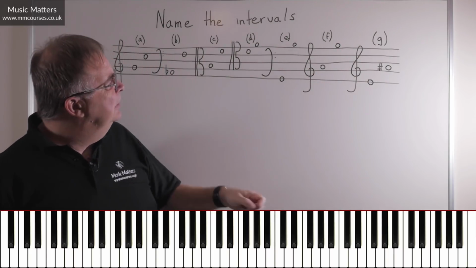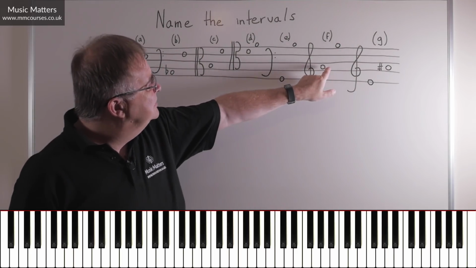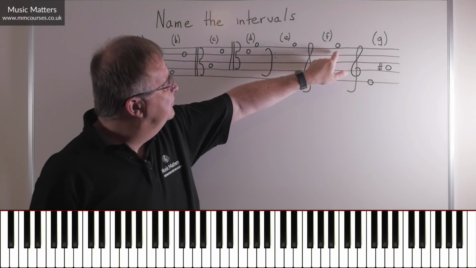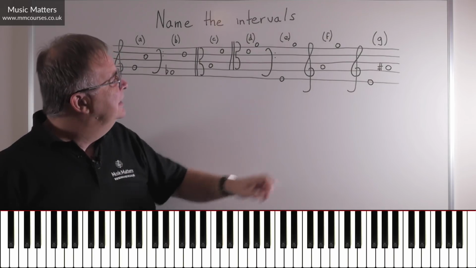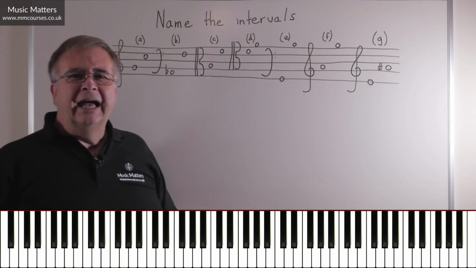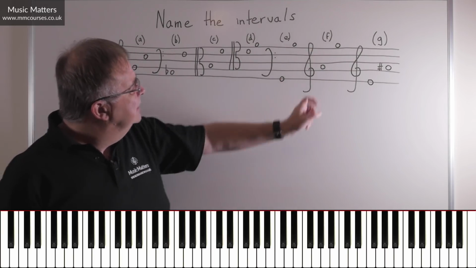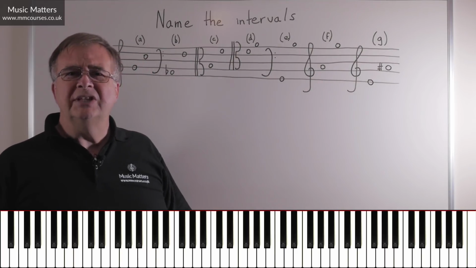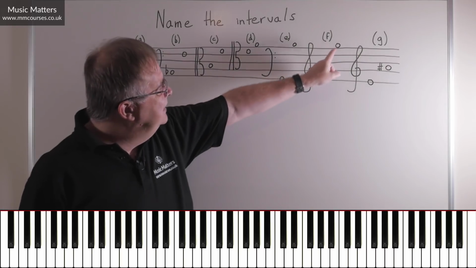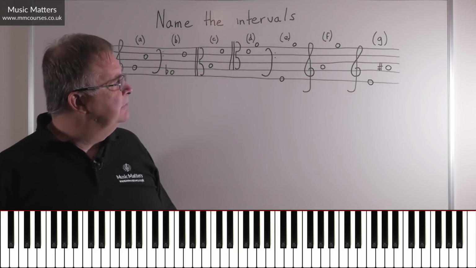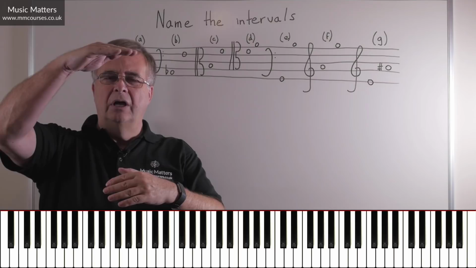Interval F, we've got A at the bottom in the treble clef going up to G at the top. So what's the number of the interval, the distance? 1, 2, 3, 4, 5, 6, 7. Remember, always count the lower note as number 1. So that's a seventh. Well, what kind of seventh is it? A major, the seventh note of A major is G sharp. So if it were A to G sharp, that would be a major seventh. So A to G sharp, major seventh.